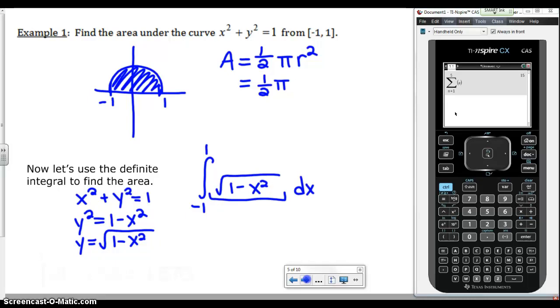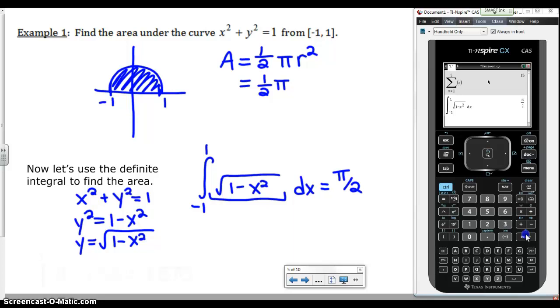And so you're going to go to the calculator. If you go to Menu, Calculus, number 3 says Integral, and it's going to pop right up in your screen, and you fill it in exactly like what's on your paper. Again, you can use any variable you want. It doesn't have to be x. In this case, we're using x. So you come over to the d, and this is dx, so I'm going to put an x there. And so the area is pi over 2, which is exactly what the area formula told us.